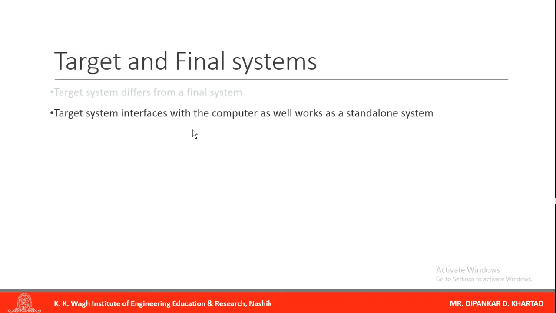As well as, if we define one problem statement, that is one circuitry or microcontroller circuitry, it will sense the light and it will open or run the motor. So this is our standalone system. We will place that system in front of our doors and we can use that application. But if we want to add something or debug that target system, what do we need? We need a PC to interface the target system with the host system. So the target system interfaces with the computer as well as works standalone.